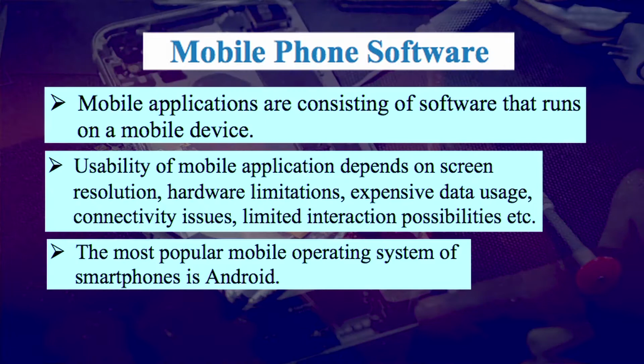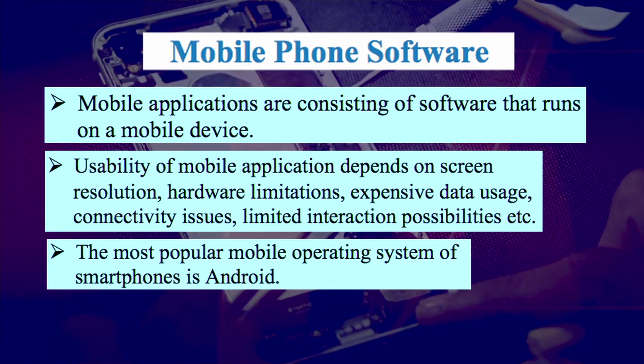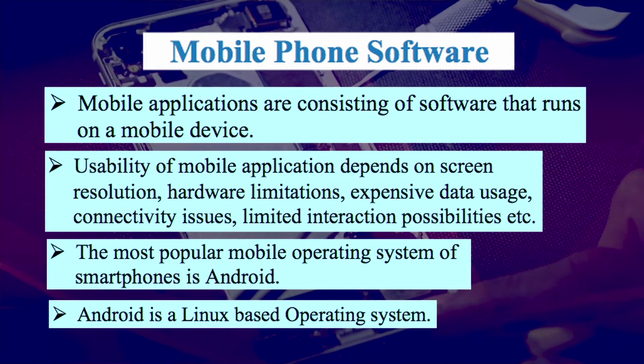Some mobile applications are installed in the phone and others users can download from the internet and install on mobile platforms like Windows, Android, iPhone, BlackBerry, etc. Nowadays, the most popular mobile operating system of smartphones is Android. Android is the Linux-based operating system that comes in a wide range of models.